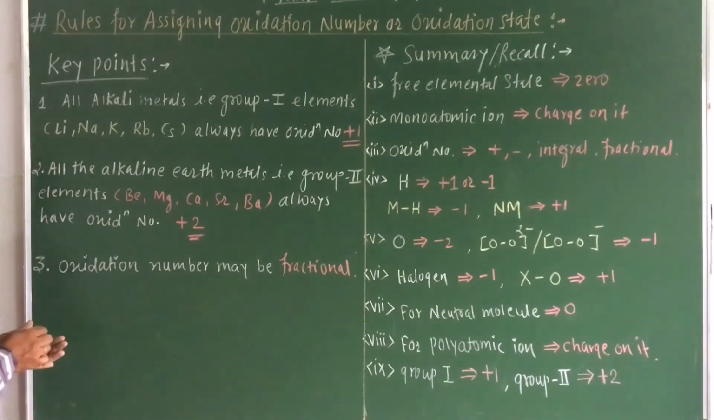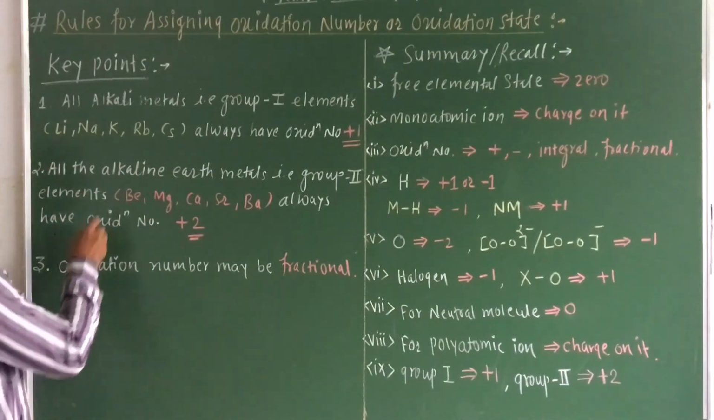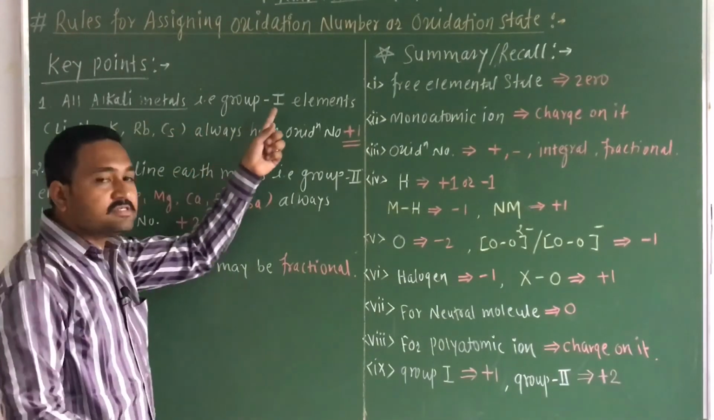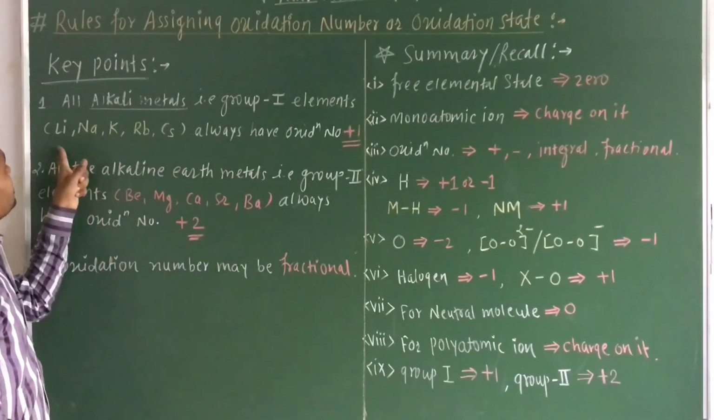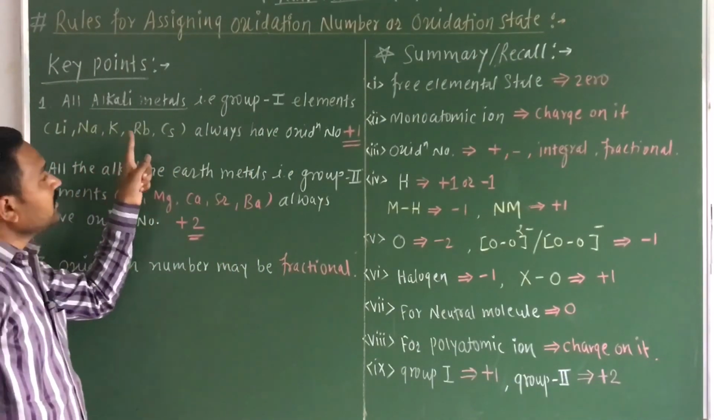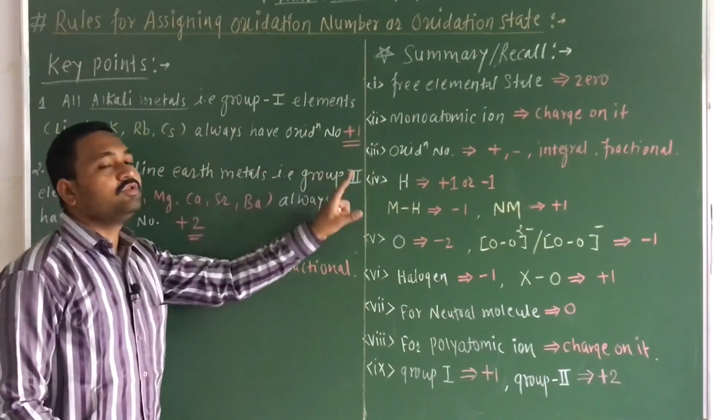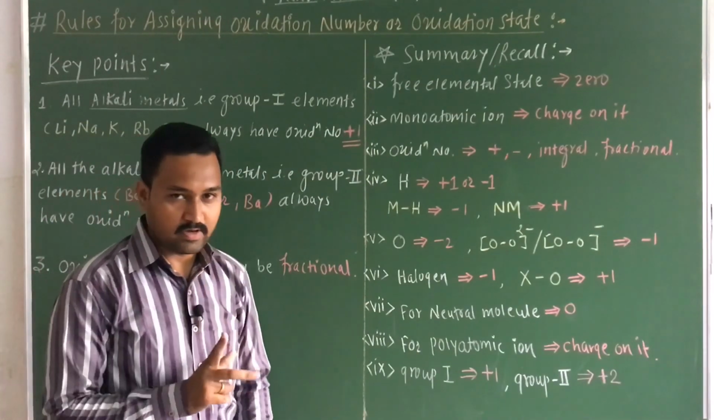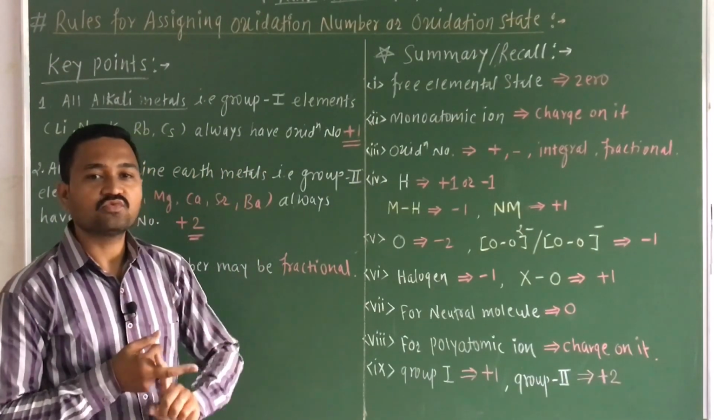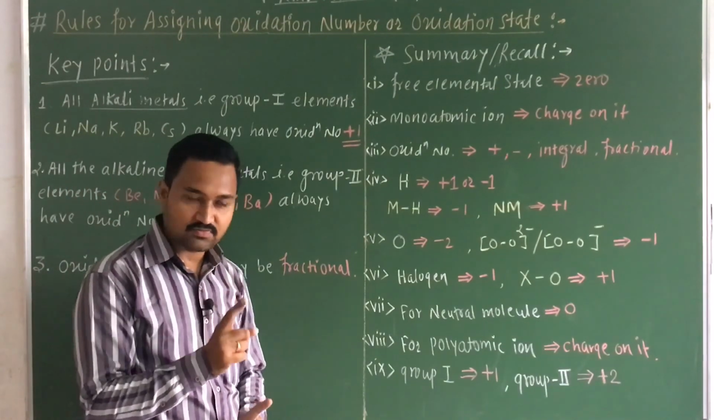Now the first key point is that all alkali metals, that is your group first elements. Now which are those elements? Lithium, sodium, potassium, rubidium and cesium always have the oxidation number +1. So in short, your group first elements will show the oxidation number +1.